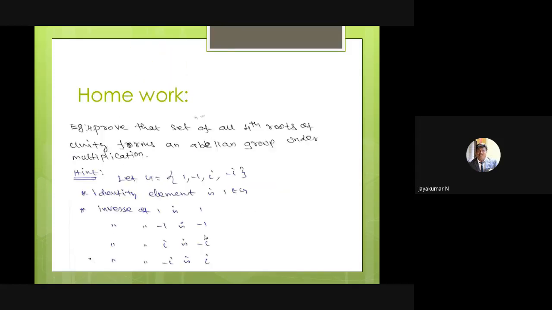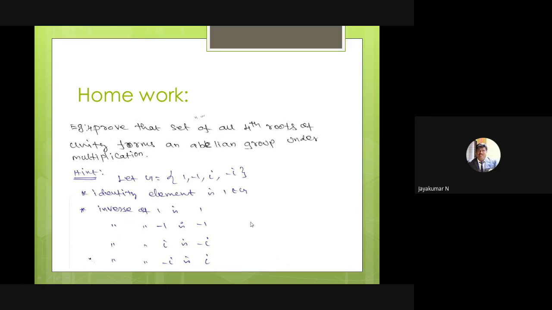Okay, similarly we can prove another problem, that is a homework: prove that the set of all fourth roots of unity forms an abelian group under multiplication. This is a most wanted example, you have to remember this example because we use it in a lot of places. The example of an abelian group is 1, minus 1, i, minus i. This is nothing but the fourth roots of unity. Similarly you can prove it.